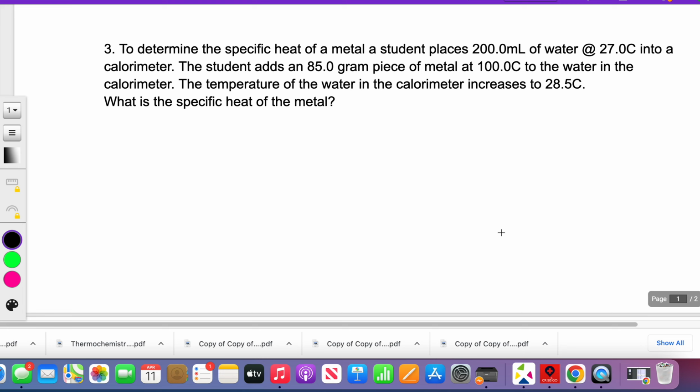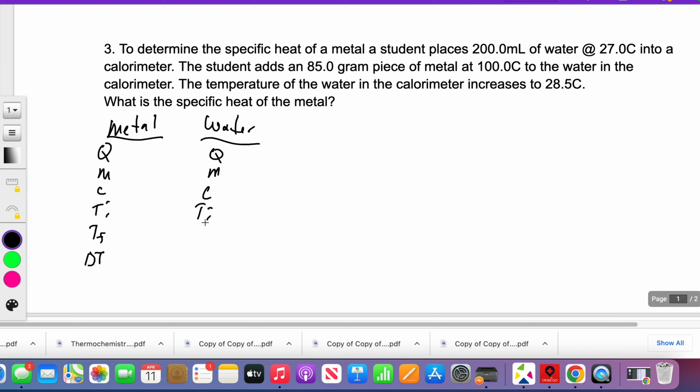Okay, so whenever you're doing calorimetry, you're putting something hot into something cold. You want to make a metal list and a water list. The variables are Q, M, C, Ti, Tf, and change in temperature. So metal, water. Q, M, C, Ti, Tf, change in temperature.